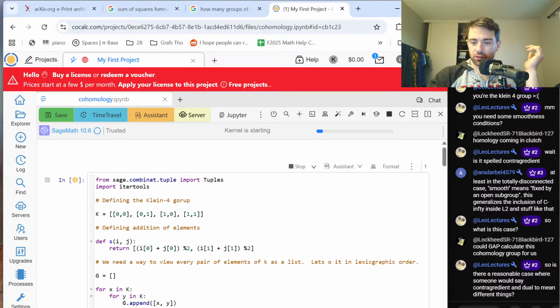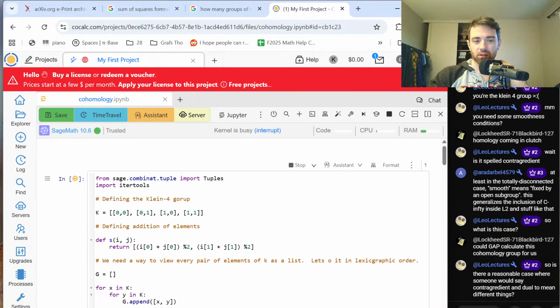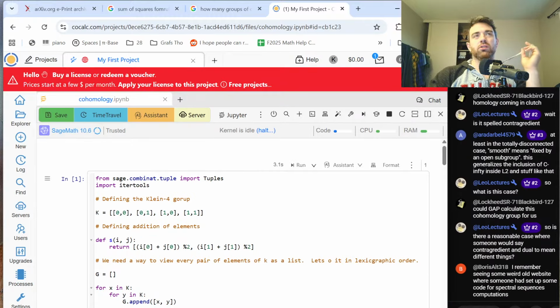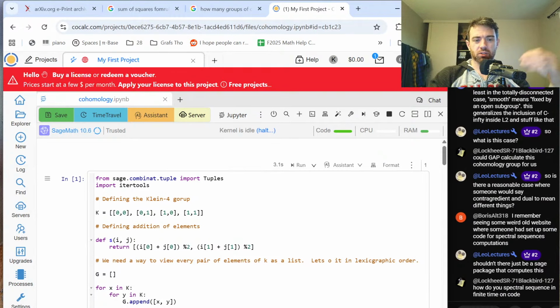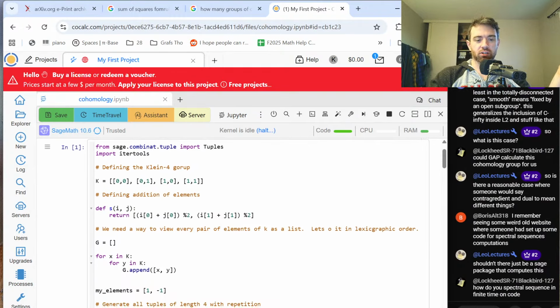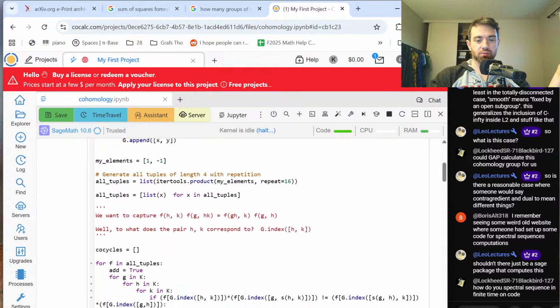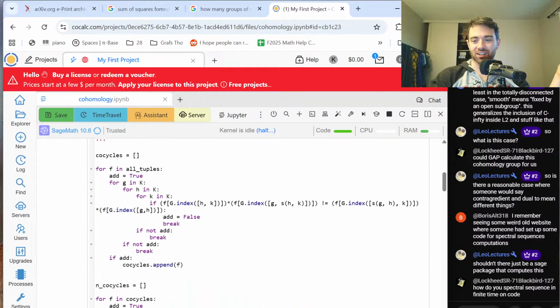Is there a reasonable case where someone would say contragradient and dual to mean different things? Well, it's believable to me that you might want to consider the dual vector space as a thing on its own, as opposed to the contragradient representation. I'm just kind of guessing here. I don't know if there's a Sage package that computes this. I didn't see anything, and honestly, it was just easier to write my own code from scratch.